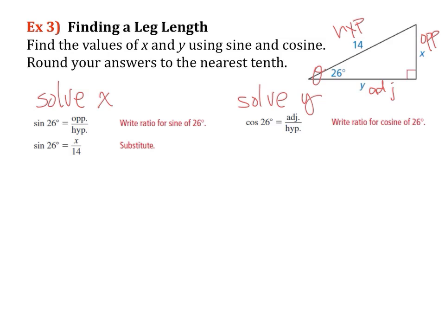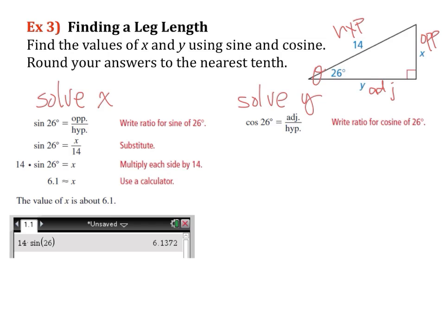All right, so let's start with solving for x. So substitute what we know for opposite, which is labeled x, and hypotenuse, which is labeled 14. Now we're going to solve for x by multiplying both sides by 14. And when we do that, we get 14 times the sine of 26 degrees. That's exactly what you type in the calculator. Hit enter. So the value of x is about 6.1.